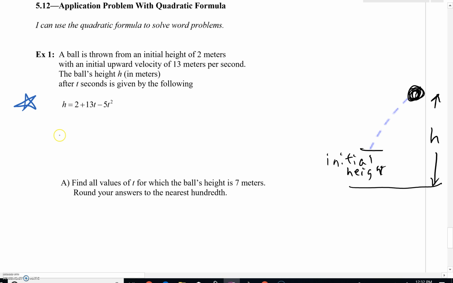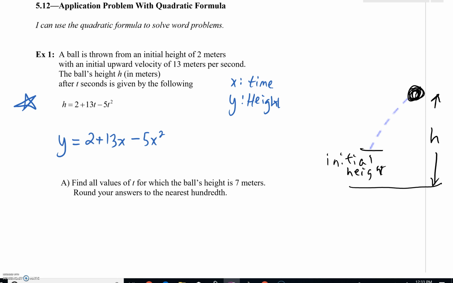Now, one little thing, typing this into Desmos, instead of having h, let's call that y. So y is going to be your height. And instead of having t, how about we just type in an x? So our x is going to be time, and our y is going to be height. By the way, this is how we'd have to type this in if we were actually doing this with a graphing calculator also.